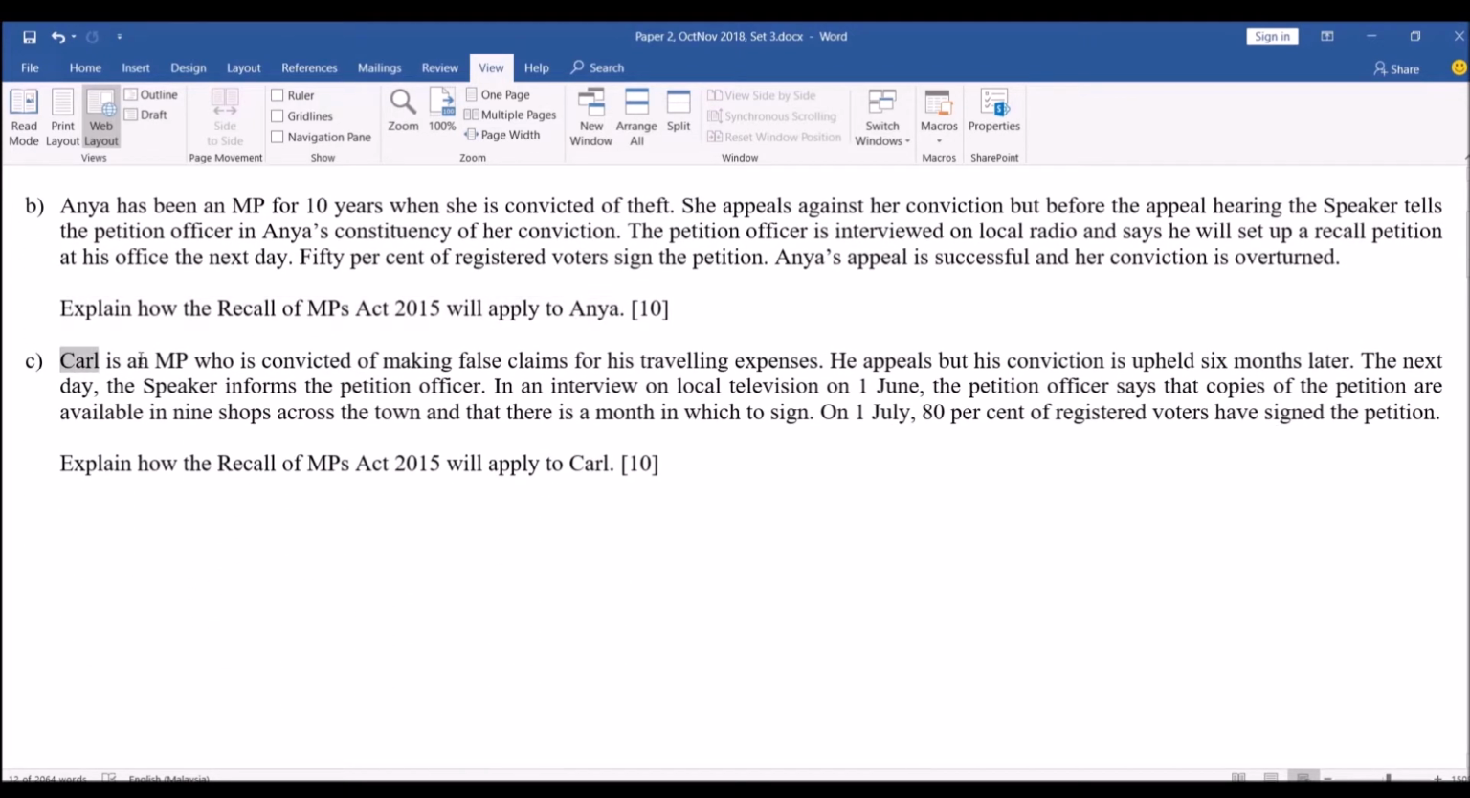Question C. Carl is an MP who is convicted of making false claims for his travelling expenses. He appeals, but his conviction is upheld 6 months later. The next day, the Speaker informs the petition officer. In an interview on local television on 1st June, the petition officer says that copies of the petition are available in 9 shops across town and that there is a month in which to sign. On 1st July, 80% of registered voters have signed the petition. Explain how the Recall of MPs Act 2015 would apply to Carl.